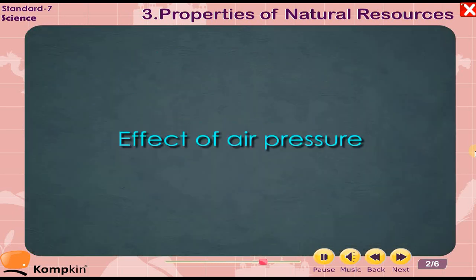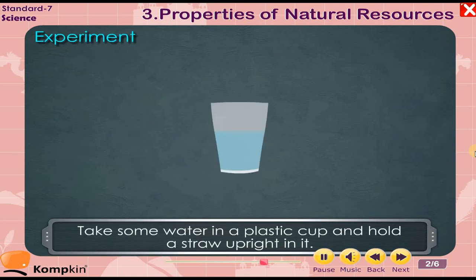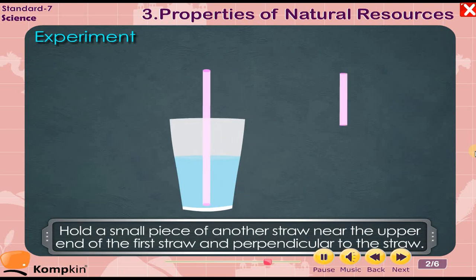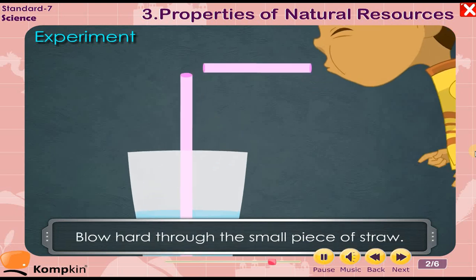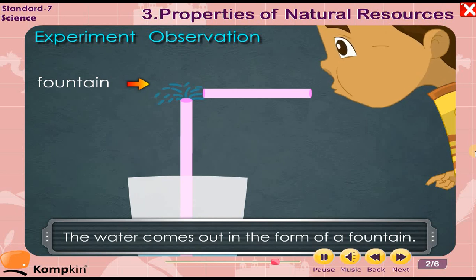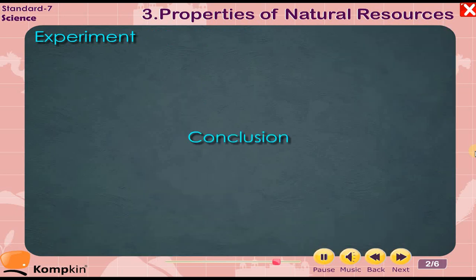Effect of air pressure. Experiment. Take some water in a plastic cup and hold a straw upright in it. Hold a small piece of another straw near the upper end of the first straw and perpendicular to the straw. Blow hard through the small piece of straw. Observation. The water comes out in the form of a fountain.